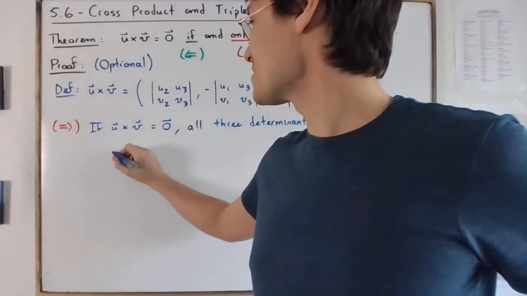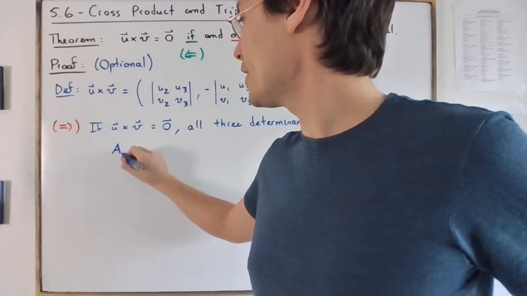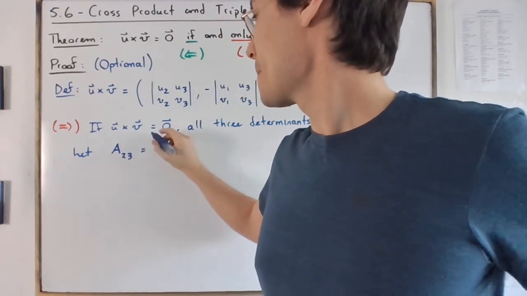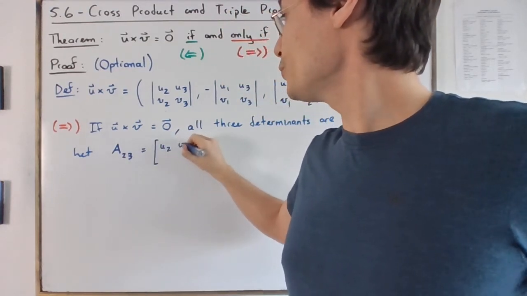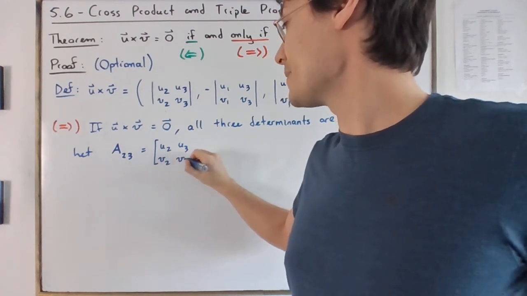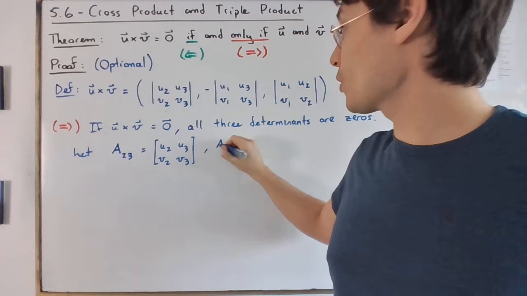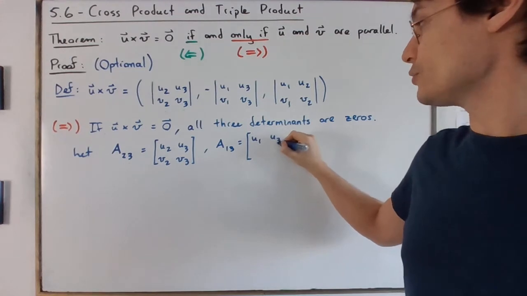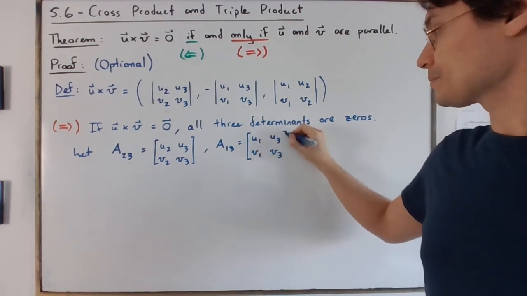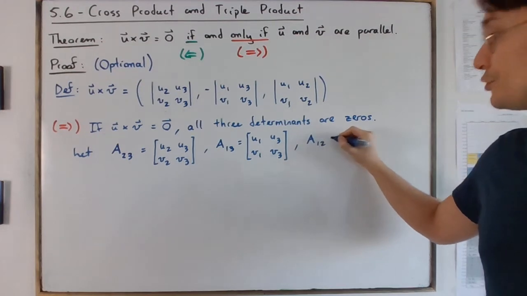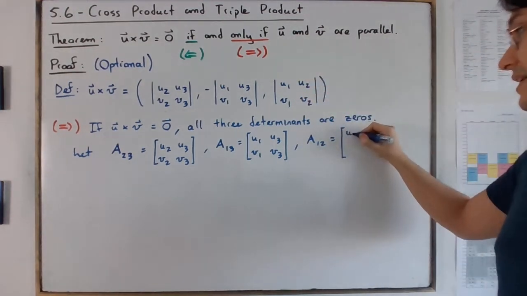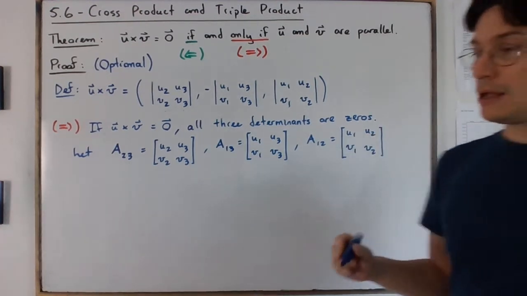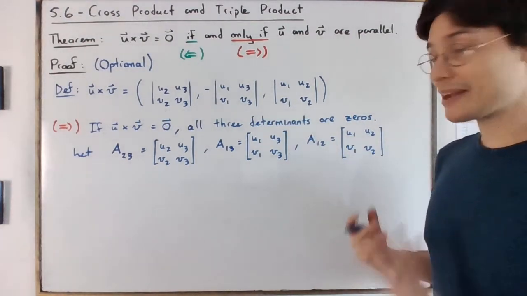Let's give them names. Let A2,3 be equal to u2, u3, v2, v3. Then we're going to give similar names to A1,3, which is the matrix in the middle: u1, u3, v1, v3. And A1,2, which is the matrix right here: u1, u2, v1, v2. Now, all of these matrices are not invertible.